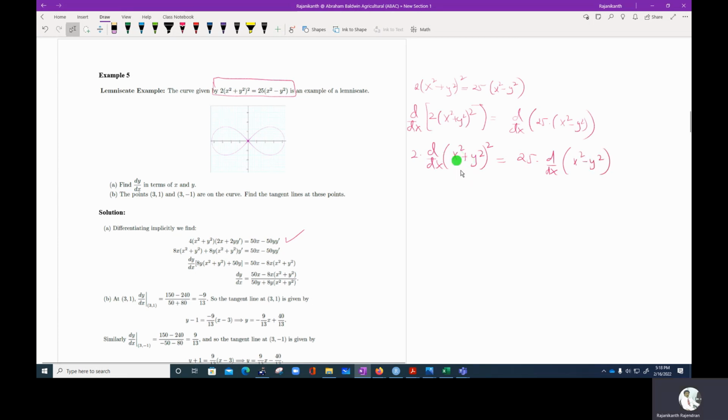Now here you could use the chain rule. You could think of the inside as a function, y or u, but you have the square here, so you could use the power rule here. So you have more work now. If you use the power rule, you could think of this like u squared. The derivative of u squared is 2u, where u is x squared plus y squared. 2u times du over dx, right? The chain rule says I have to find the derivative of the inside function, which is x squared plus y squared.